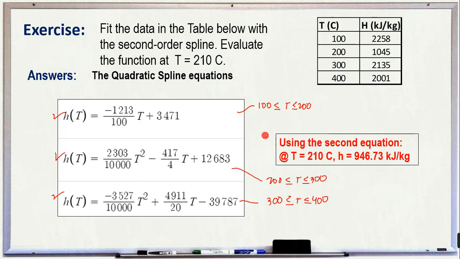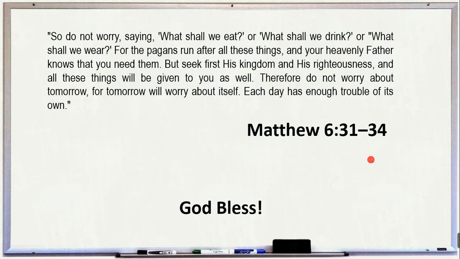And after that, evaluate the function at a given temperature equal to 210 degrees Celsius. So right here at T equals 210 degrees Celsius, the H using one of these three quadratic spline equations will give you 946.73 kilojoules per kilogram.